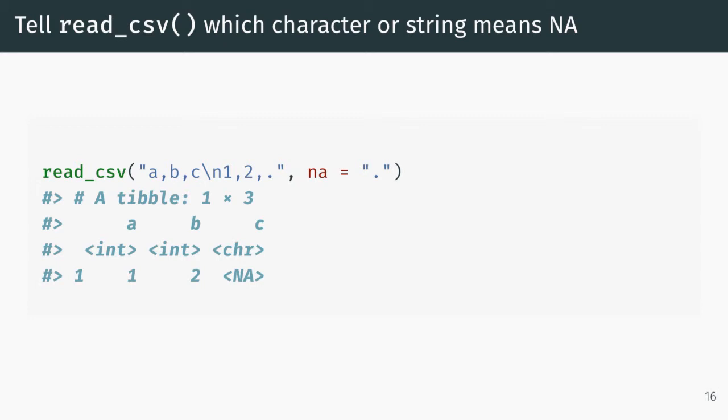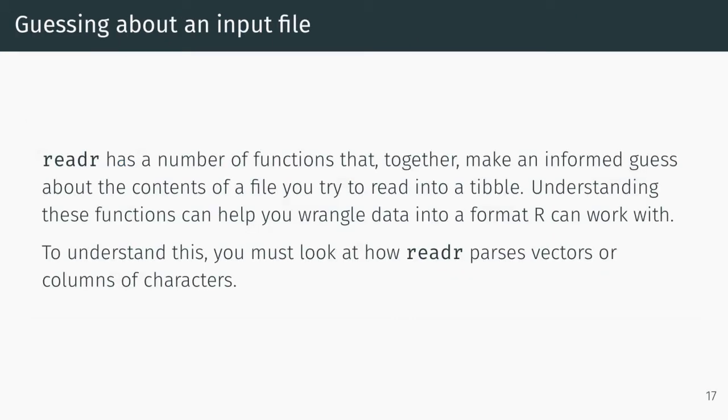You can also read in files or do inline data that uses other characters for NA instead of NA. A typical thing for a not available piece of data is to put a dot in its place. So you can just say NA equals dot, and then when it's read into R, you'll get back NA. readr has a number of functions that together make an informed guess about the contents of a file that you try to read into a tibble.